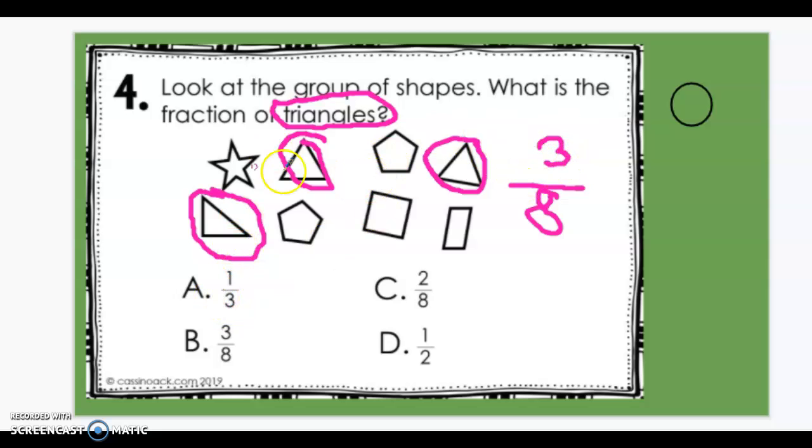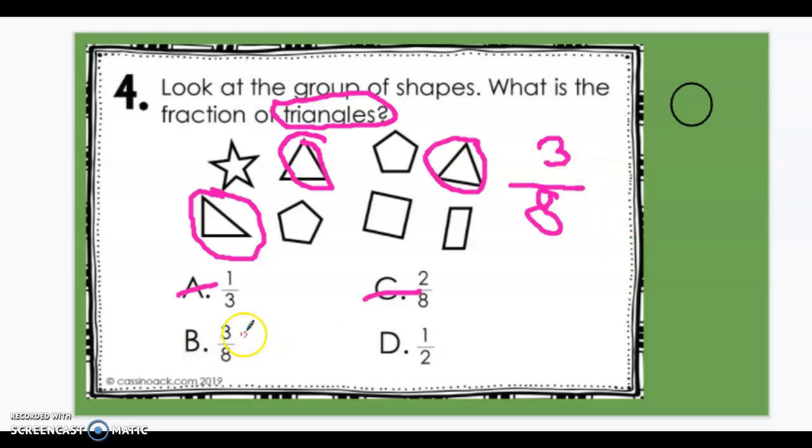1/3? No, I don't. 1/3 would be I only have one triangle in 3 total shapes, and that is not an accurate statement for this picture. 2/8? Some of you might have said 2/8 if you did not choose this one right here as a triangle. It was a little tricky and it looked different than these two, but remember, a triangle has 3 sides and 3 angles.